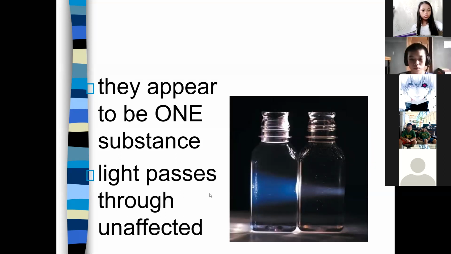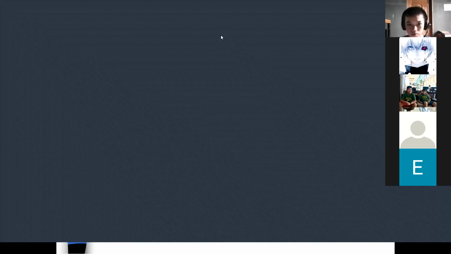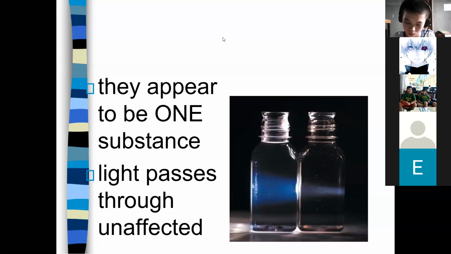Then regarding homogeneous mixture, you look at your module class. In your module as well, you have the definition of a homogeneous mixture. Homogeneous mixtures are made up of two or more substances. They are also referred to as a solution, and in a solution, there consists a solvent and a solute.